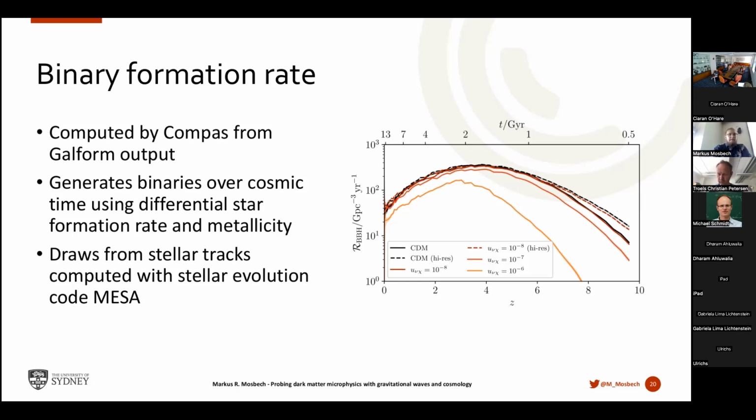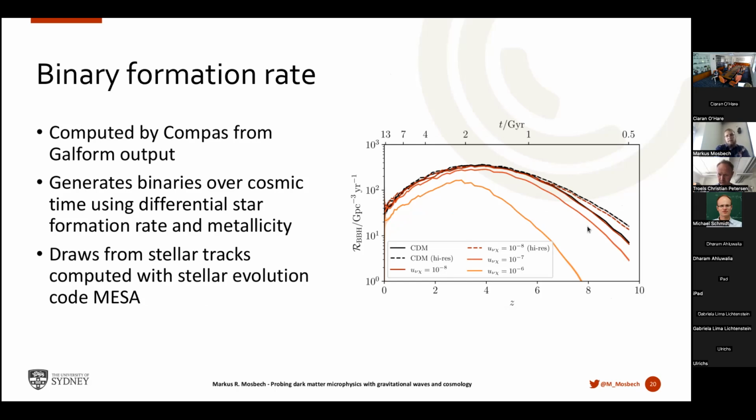So we generate our binary systems over cosmic time from the star formation rate and metallicity. This is all computed from databases computed from MESA, one of the state-of-the-art stellar evolution codes out there. And we see a little bit of difference here between lambda CDM and our interacting model with 10 to the minus 8.